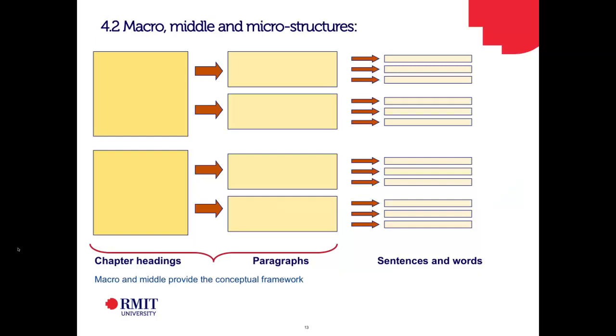If we look at the structure of the main section, it's divided into 3 levels: macro, chapter headings and subheadings; middle, the paragraphs; and micro, sentences and words. We should be able to identify the conceptual framework of the thesis by reading the headings, subheadings, and topic sentences of the paragraphs. That is, we should be able to understand the story of the research from these 3 parts. The structure carries the story. The structure becomes clearer as you write your way into the thesis.